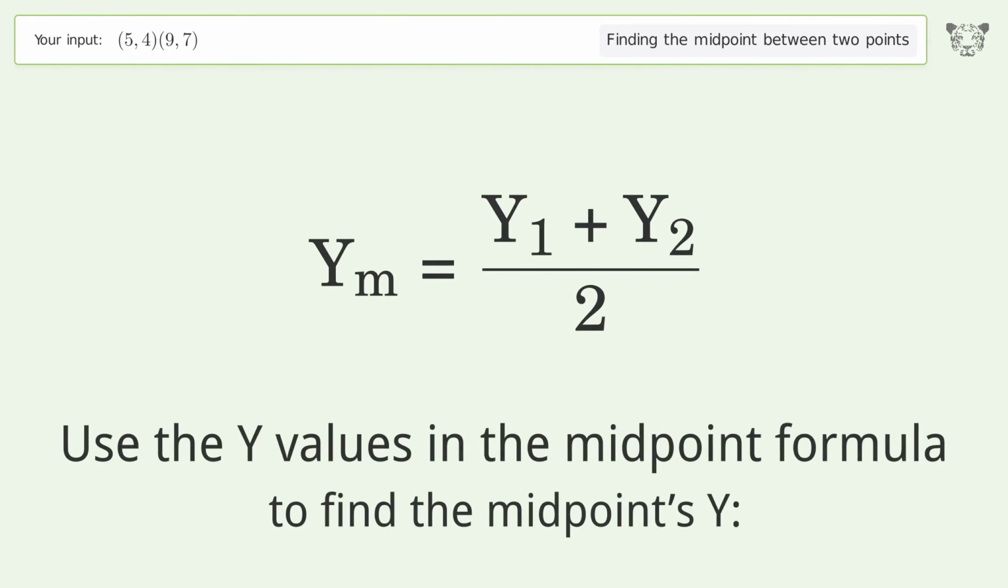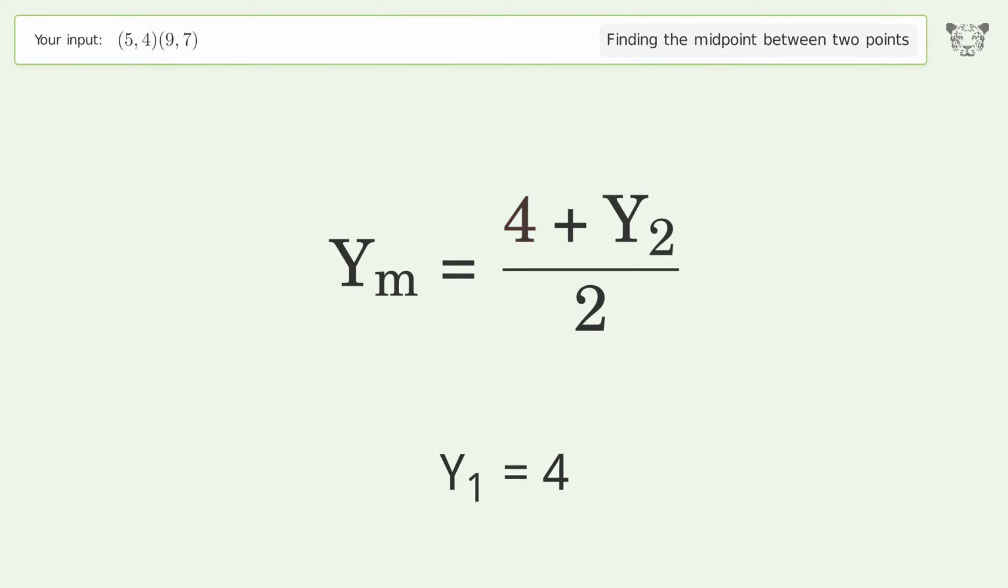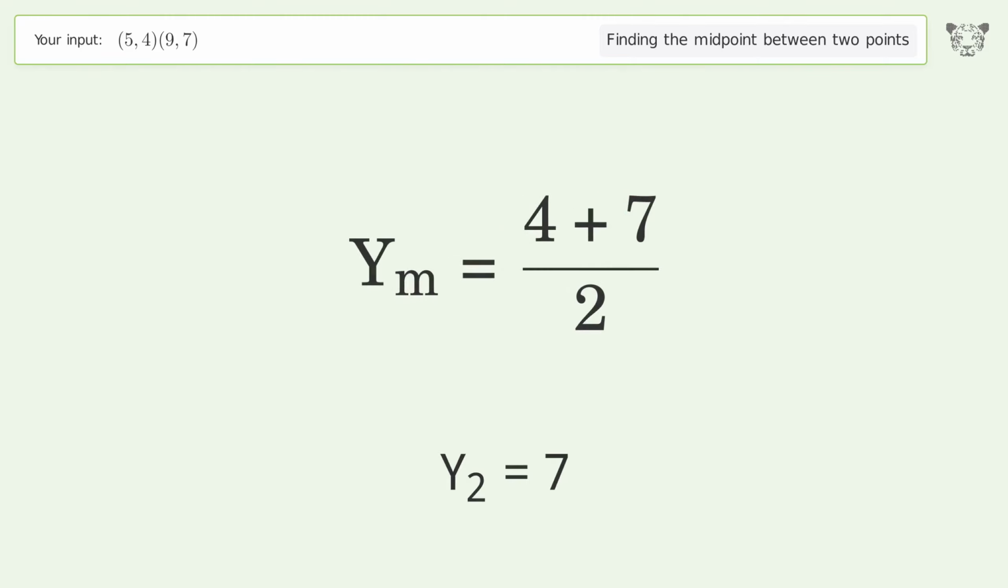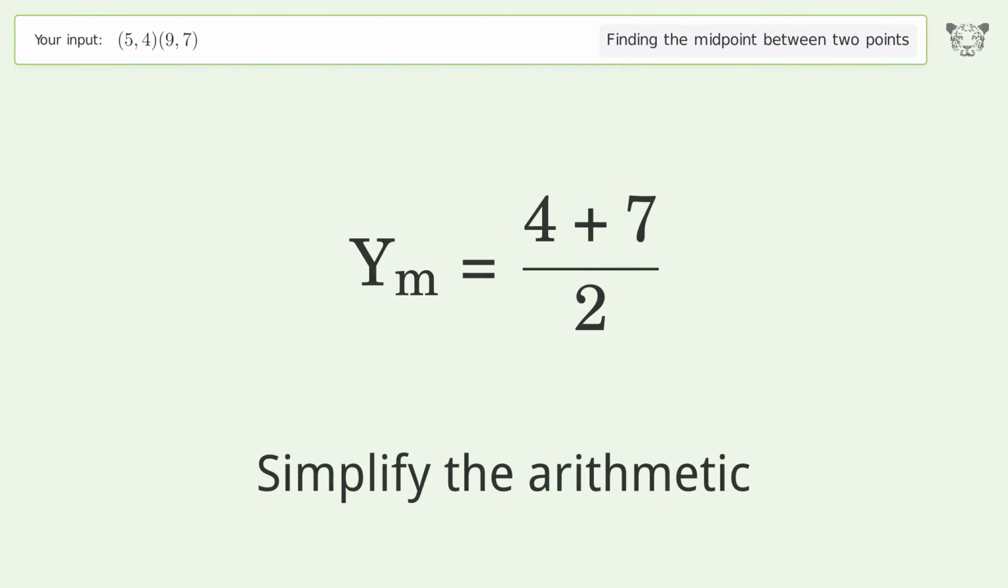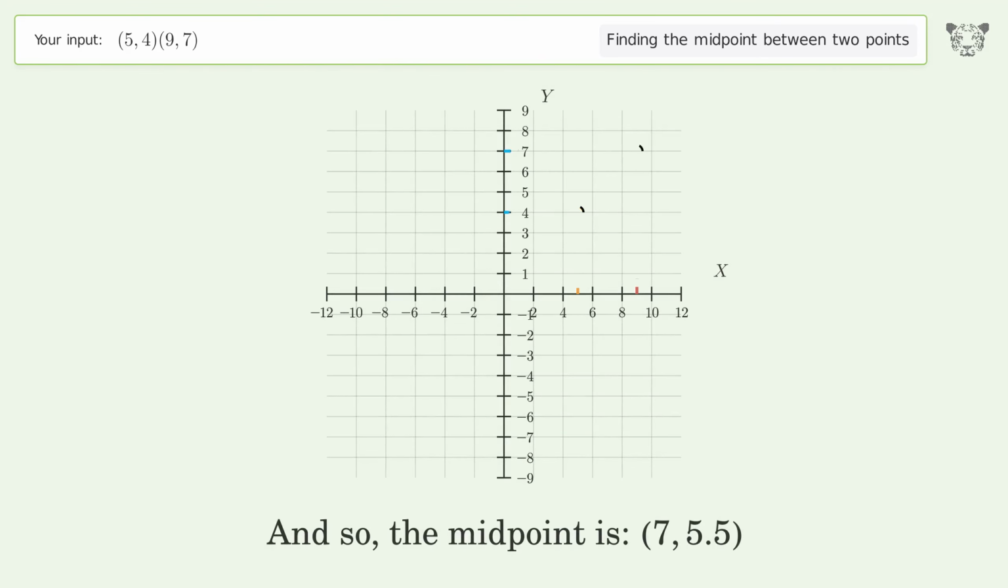Use the y values in the midpoint formula to find the midpoint's y. y1 equals 4. y2 equals 7. Simplify the arithmetic. And so, the midpoint is 7, 5.5.